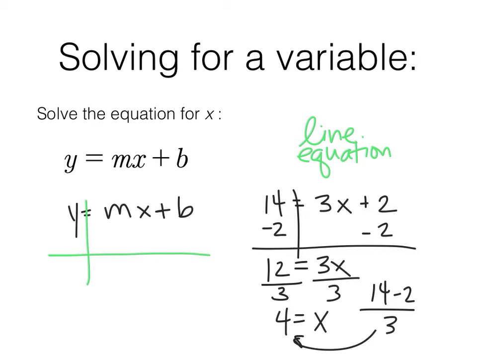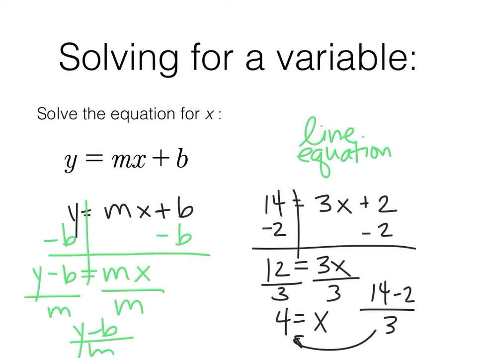Instead of subtracting a 2, we have to subtract the b. So on the left-hand side, we're going to have y minus b, and that's okay. It looks weird, but it's the same thing as 14 minus 2. It's just that we have variables representing the numbers instead. Then I want to get the x alone, so I'm going to divide by m. So y minus b over m, and again, symmetric property, just to flip it around, is x. So we have solved the equation for x. We got x by itself.